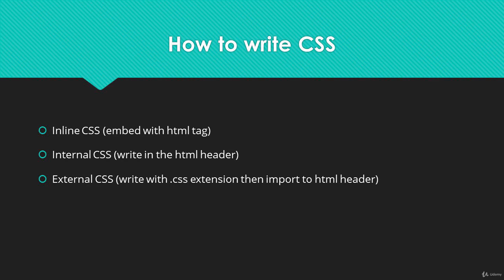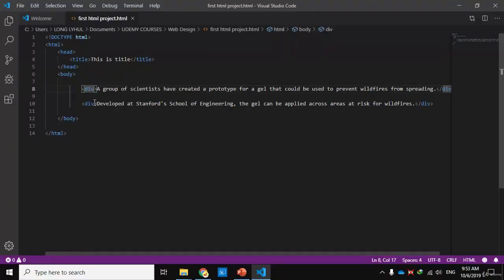We have three ways to place CSS in our web page. First choice is writing inline in the HTML tag. Second choice, write in the HTML header. And the last one is by writing a separated file by saving file extension as .css. Then import into the web page header. In inline CSS, we apply CSS styles directly to HTML tag. We apply to the open tag, not at the closed tag.